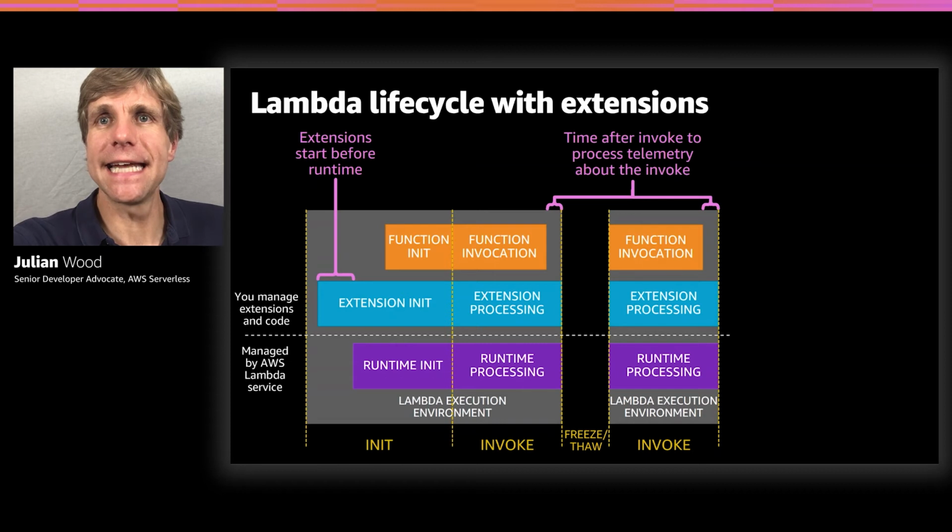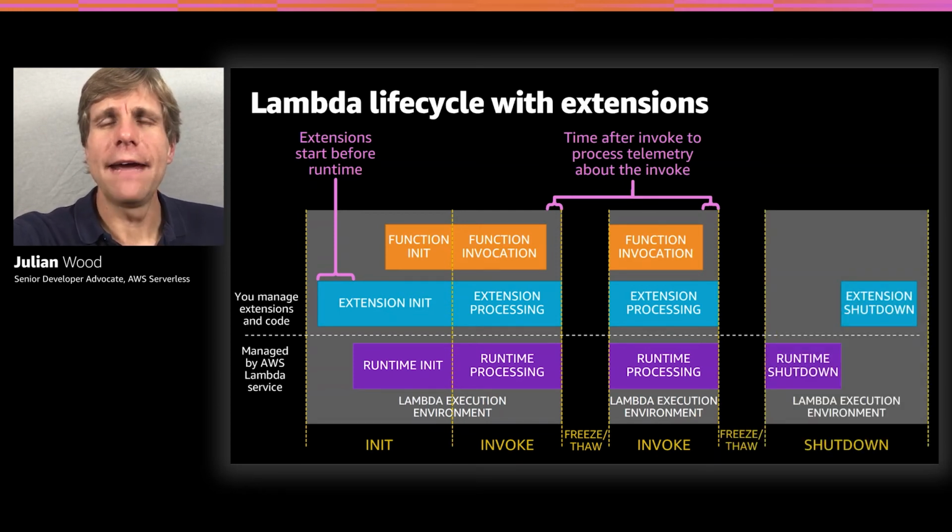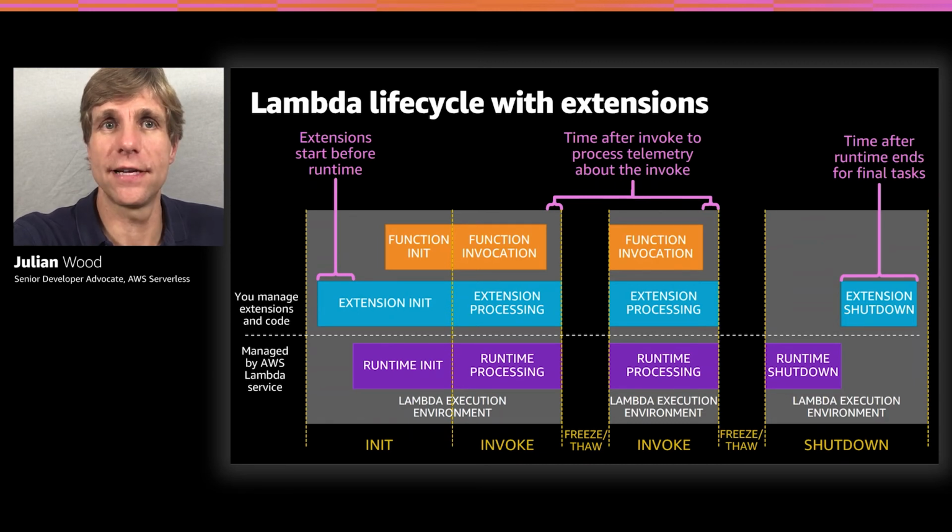You can see the extension can do some processing after the invocation to, for example, process telemetry about the particular invocation. If there are no further pending invokes, or Lambda needs to refresh the execution environment as part of managing the service, the runtime shuts down. And then the extension still has time to run final tasks before the execution environment is removed. This could be to send out any remaining logs or telemetry data, or notify or close connections to other systems.